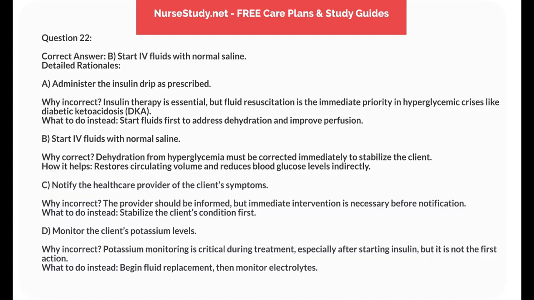C. Notify the healthcare provider of the client's symptoms. Why incorrect? The provider should be informed, but immediate intervention is necessary before notification. What to do instead: stabilize the client's condition first. D. Monitor the client's potassium levels. Why incorrect? Potassium monitoring is critical during treatment, especially after starting insulin, but it is not the first action. What to do instead: begin fluid replacement, then monitor electrolytes.